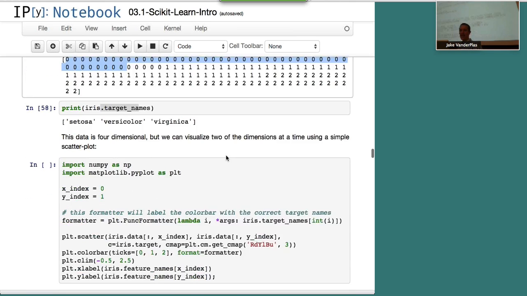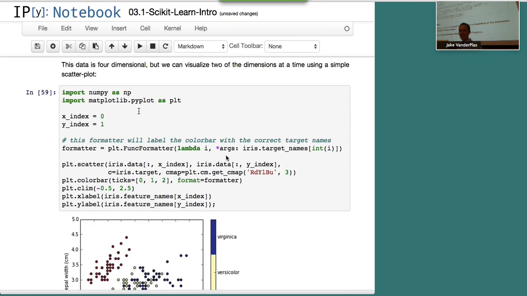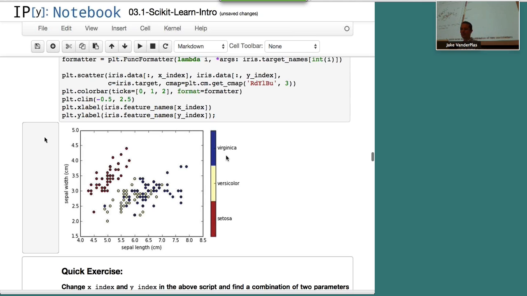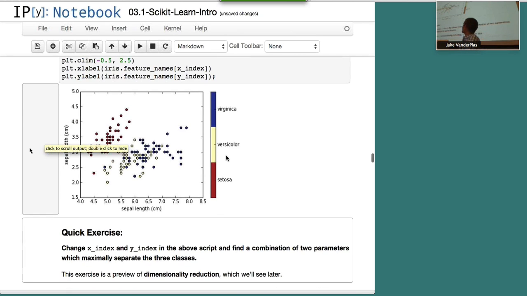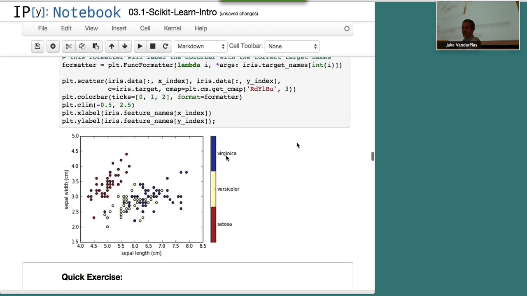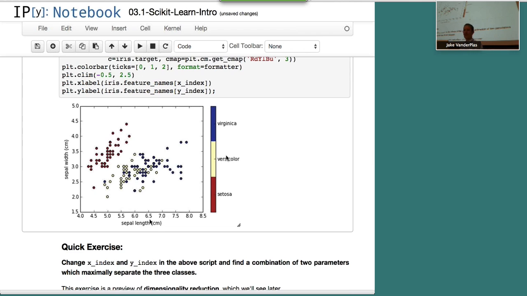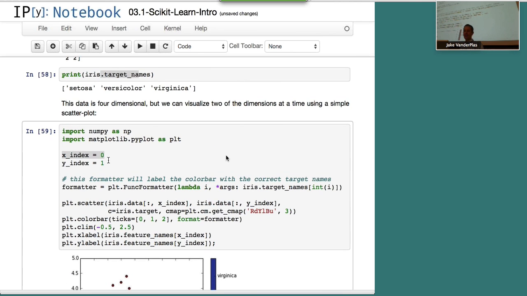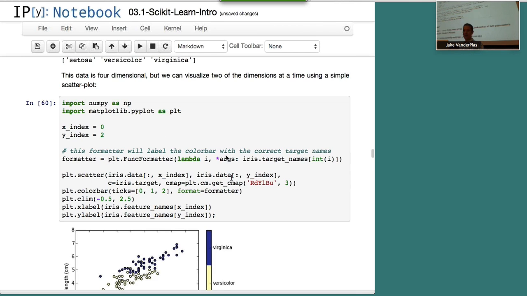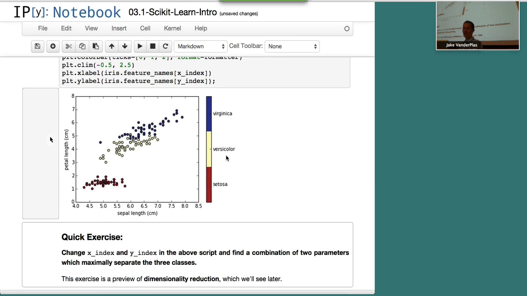Okay, so we have all of this, and one of the things that's useful when you get a data set like this is just to visualize it, to see what's going on here. So I'm plotting the x-index versus the y-index, sepal width versus sepal length. That's kind of nice. Let's see something else: sepal width versus petal width, or sepal length versus petal length. You start to see, oh, this is interesting.